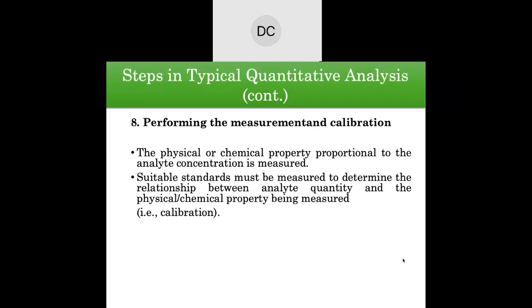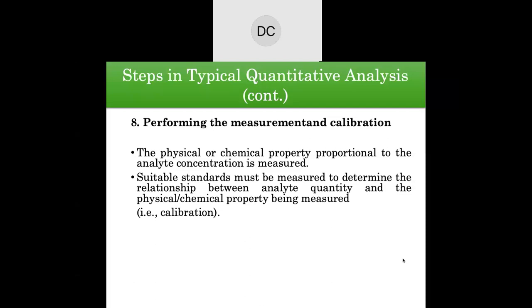So the physical or chemical property proportional to the analyte concentration is measured. So kita kena tahu the physical dia dah nampak, the chemical property tu kena analyse guna chemical technique, chemical analysis technique. Suitable standards must be measured to determine the relationship between analyte quantity and the physical or chemical property being measured. This is where the calibration process comes in. In any instruments, you need to compare your result with the standard. That is why the importance of standard.